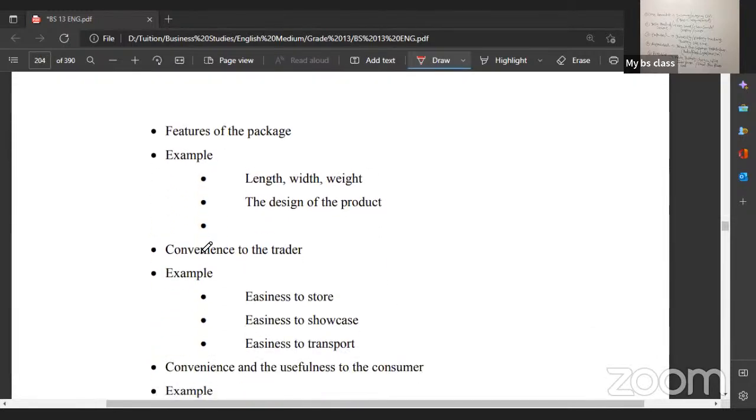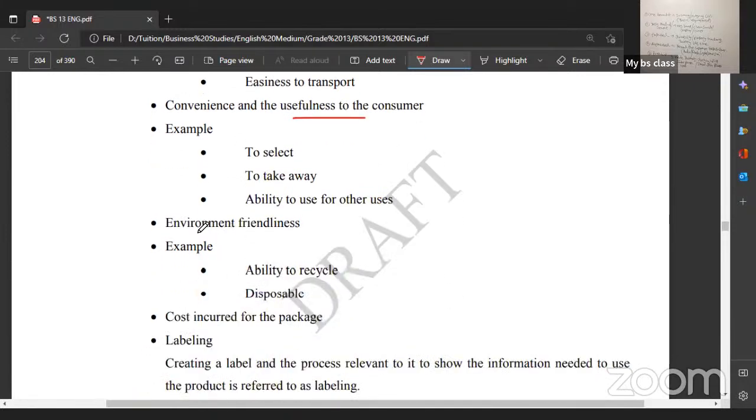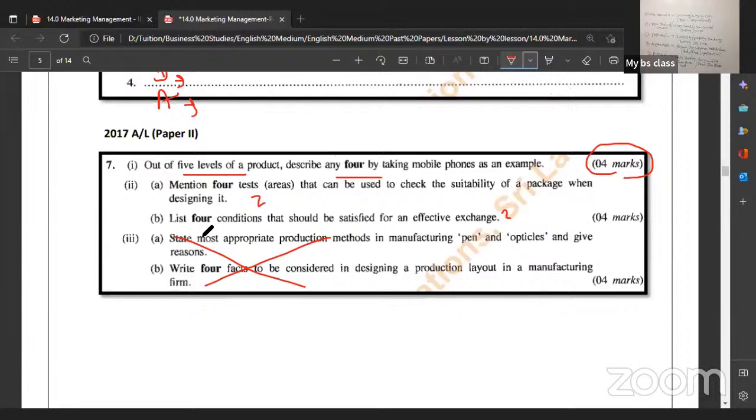Features of the package, convenience to the trader, because it should be something easy to store, easy to display, right? Convenience and usefulness to the consumer, environment friendliness. And for example, whether there's a possibility to recycle or it is disposable, and also cost. So if you write a few of these factors, you have a chance to get two marks for this. Right? I hope that question finds you well.